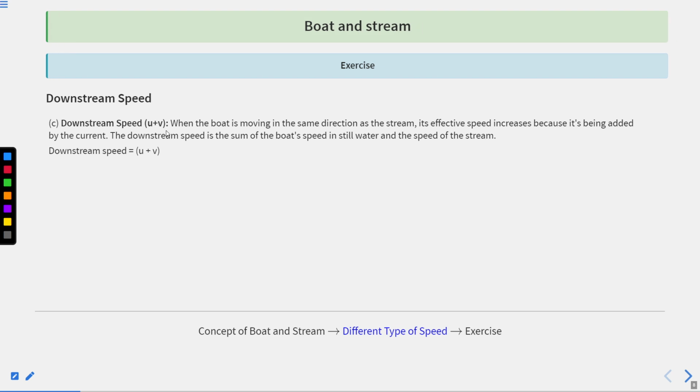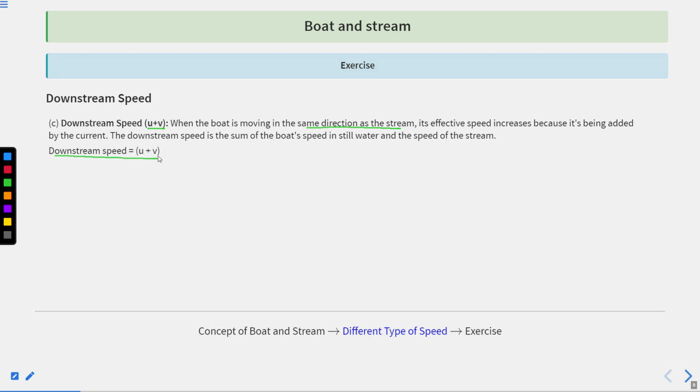So what is downstream speed? It is U plus V. When the boat is moving in the same direction as the stream, its effective speed increases because it's being added by the current. So the downstream speed is the sum of boat's speed in still water and the speed of the stream. So the downstream speed is given by U plus V.